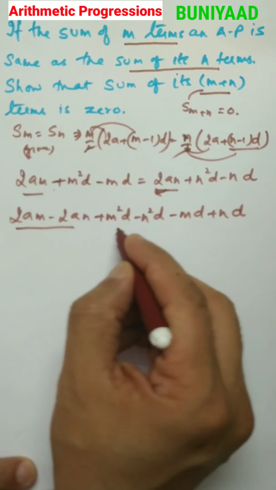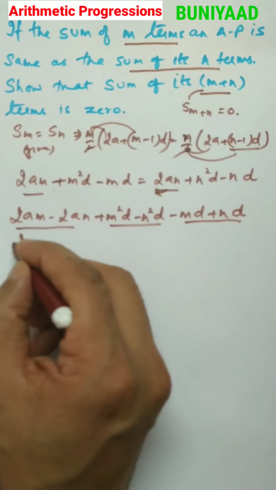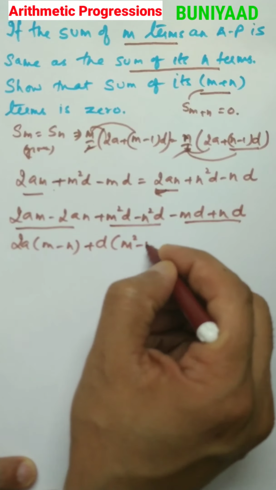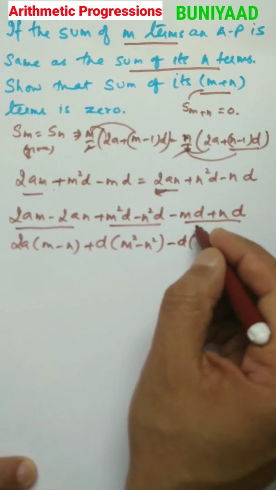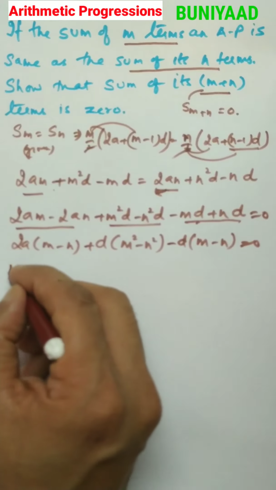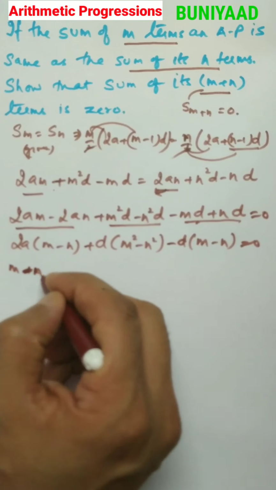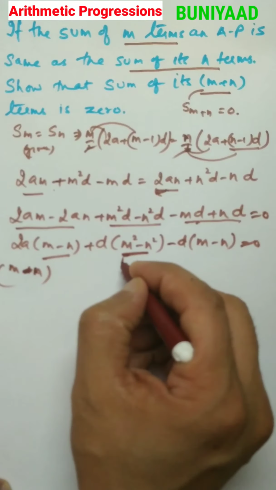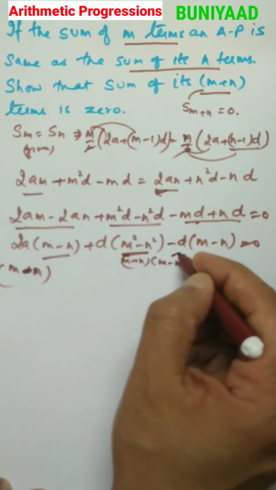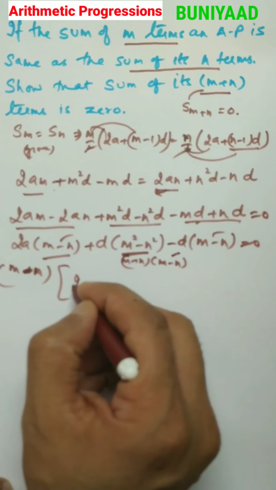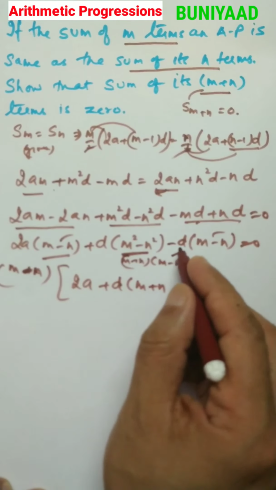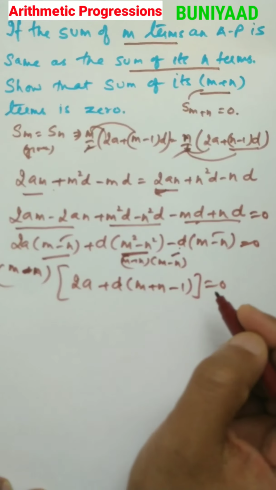Right? So what I can take common, 2a, m minus n. This is common here, d. This becomes m square minus n square, minus d is common, so this becomes m minus n, and this is equals to 0 here. So we can take m minus n common. If you break it, it will be m plus n and m minus n. Take it out. So we are left with 2a plus d, m plus n, d common, minus 1 equals to 0.